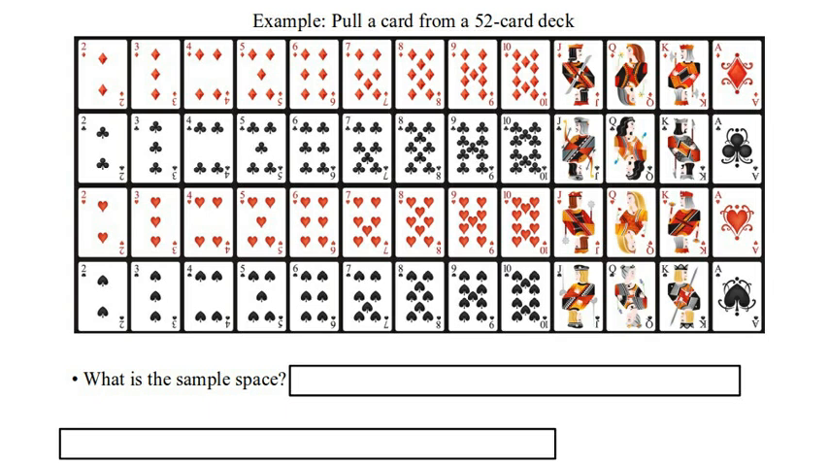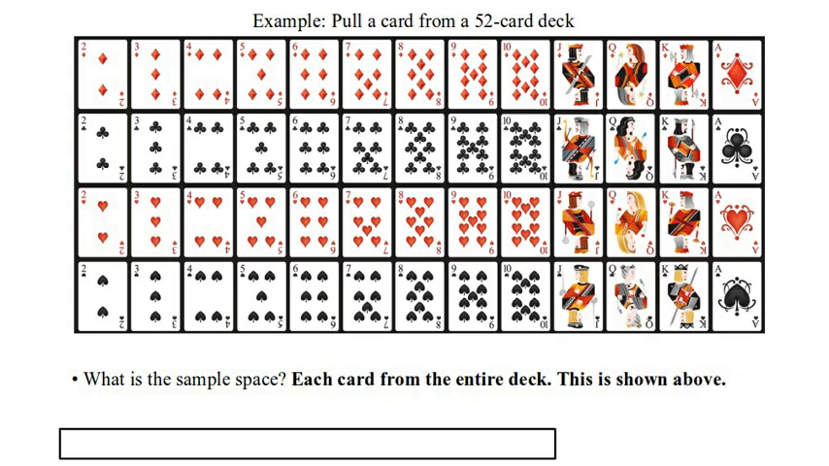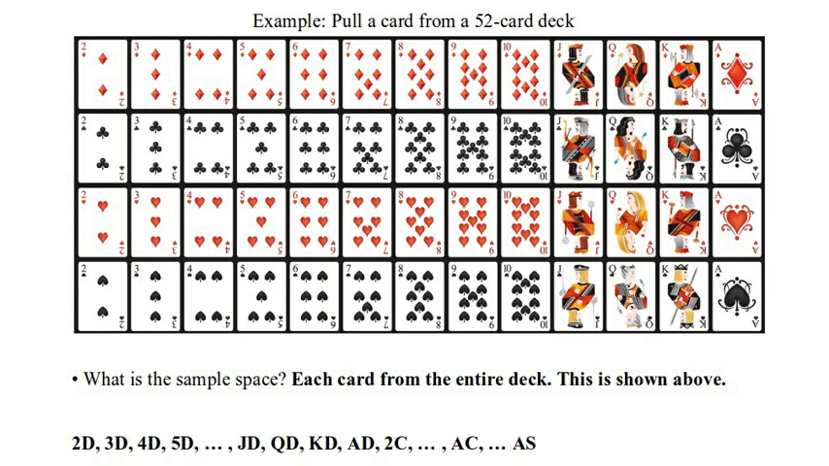So what is the sample space if I were to pull a card from a 52 card deck? And that's kind of a silly question because each card from the entire deck is the sample space. In other words, the sample space is the picture you see above. That's all the possible cards that I could pull from a deck. Now, I could try to be sophisticated, and I got a little bit lazy as I was working through this. You can try to name these and list them. It wouldn't be terribly difficult, but I didn't work through it because I don't think I need to. You can see what's going on here.